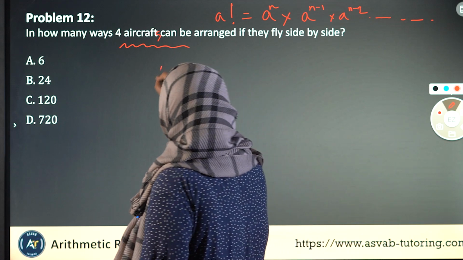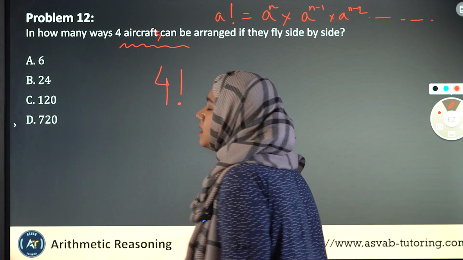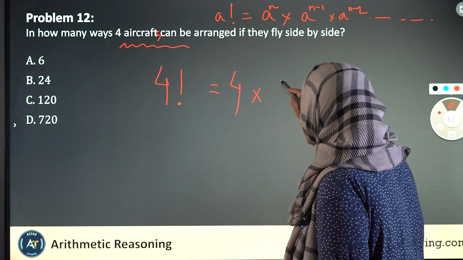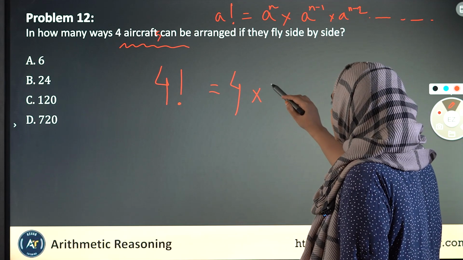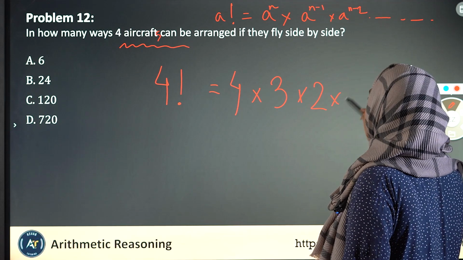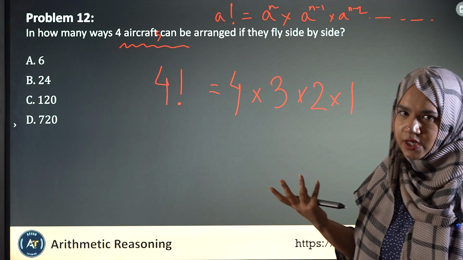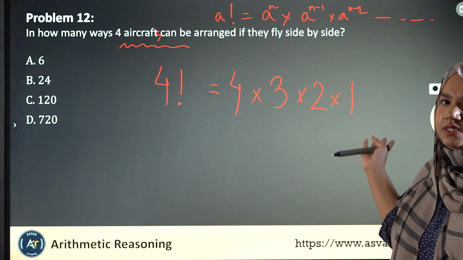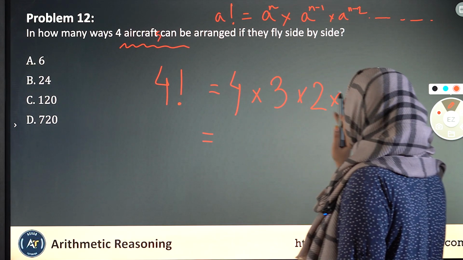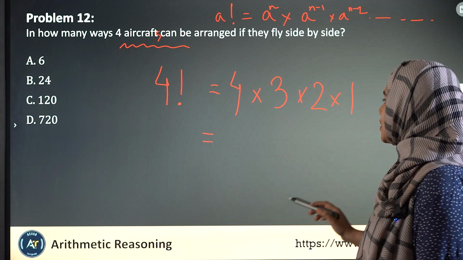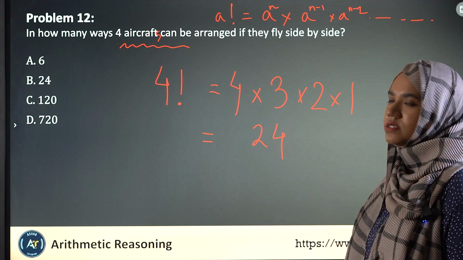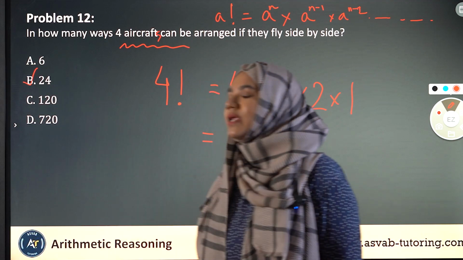permutation, okay? So for 4 factorial, the formula is we need to put 4 first, then we put the number that goes right before it, that's 3, then we put 2, then we put 1, and no number essentially goes after 1. If we multiply this with 0, the entire thing gets 0, right? So we don't put 0. We're gonna do it till 1. So 4 times 3 is 12, 12 times 2 is 24. So the correct answer to this is 24.